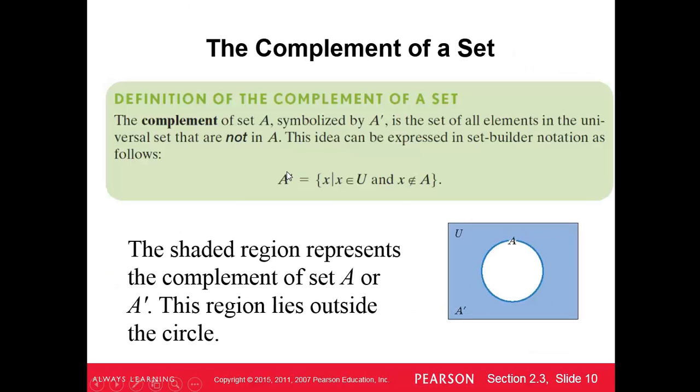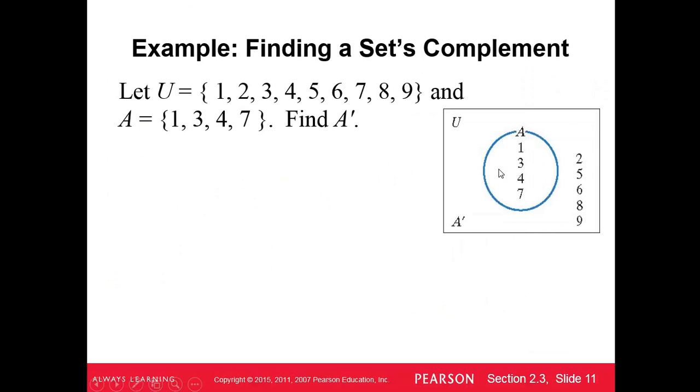Now, we alluded to this before. The complement, denoted as the A with the apostrophe, are all the things outside set A, but still inside the universe. So here, the complement is 2, 5, 6, 8, and 9.